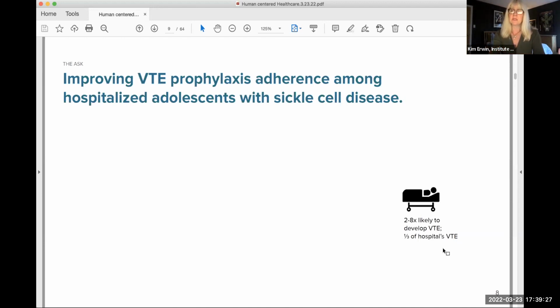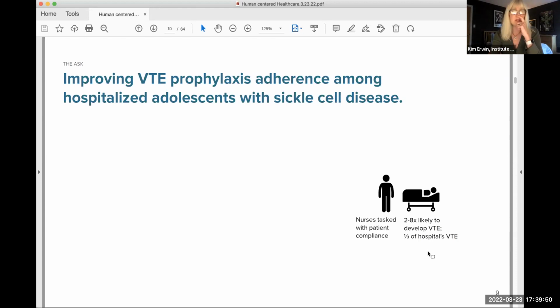And in this case, in the hospital setting, sickle cell patients are 2 to 8 times more likely to develop blood clots. And in fact, in this particular hospital setting, one third of the blood clots were people with sickle cell. This is a problem. It's a leading quality indicator for hospitals, and quality indicators are how you get paid, and they are how you get ranked.